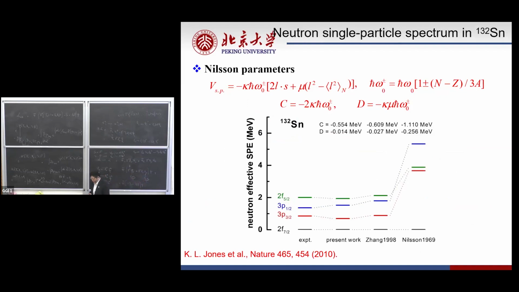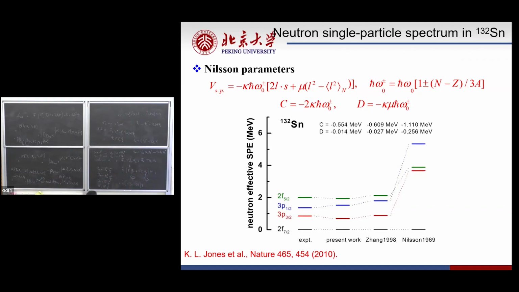And then we can also go back to the 1960s. This is the so-called phenomenological Nilsson model. As we all know, this model is very successful, and essentially it is a deformed harmonic oscillator.